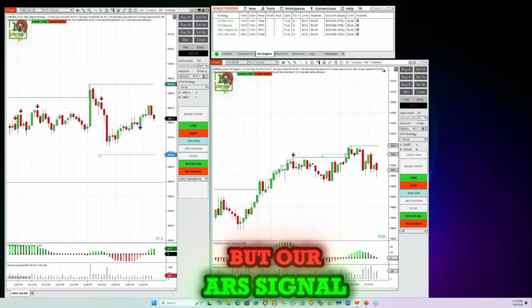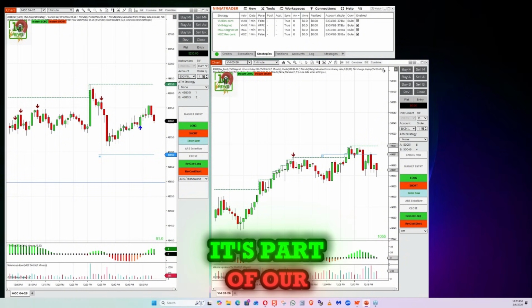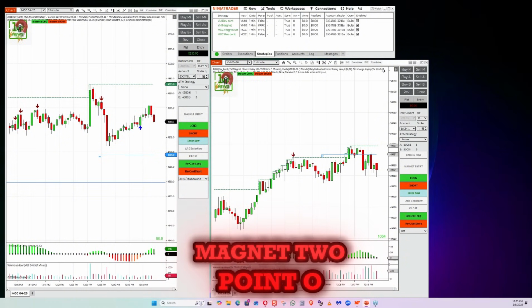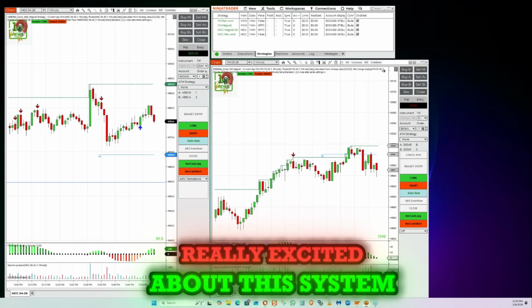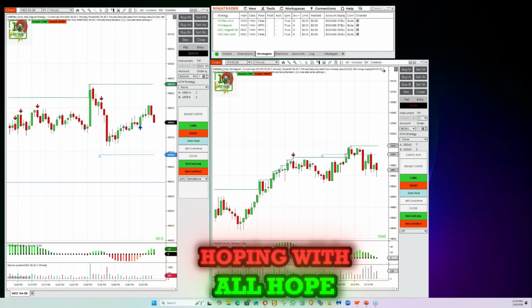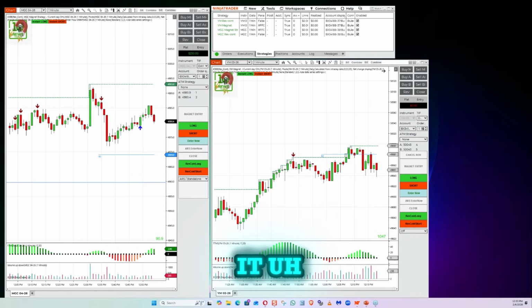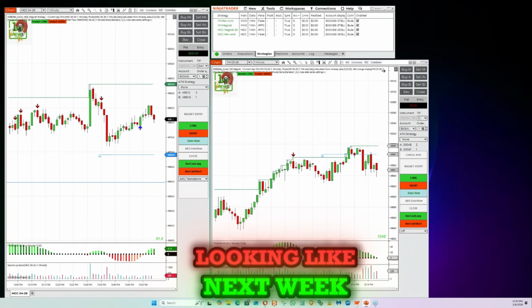But our ARS signal is a whole new system within a system. It's part of our Magnet 2.0, and we are really, really, really excited about this system. And I'm hoping with all hope that we're going to be releasing it next week. That's what it's looking like next week.